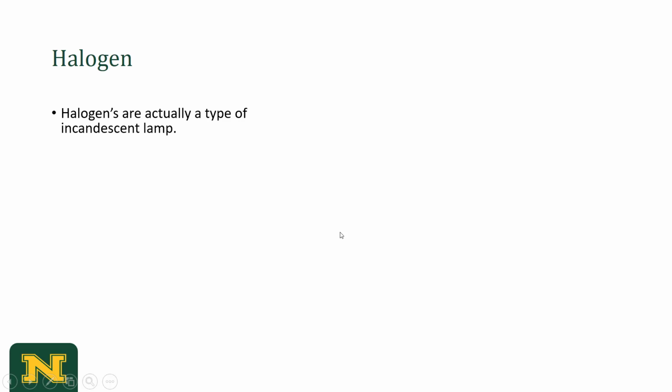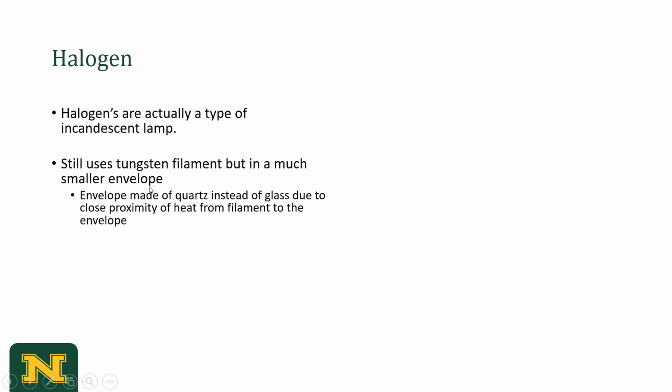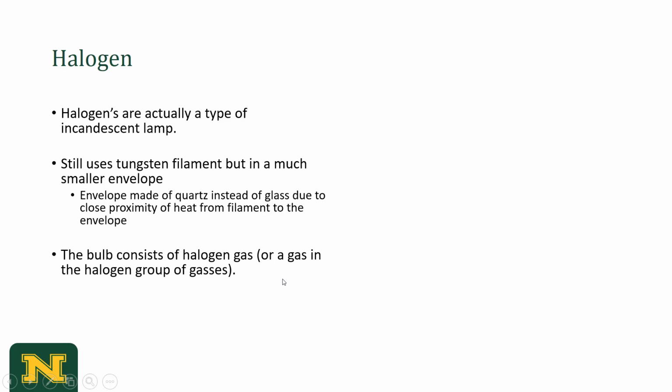Halogen is a form, I'm sure we've heard of them before, but they're a form of incandescent lamps. The big difference is, we're still using the tungsten filament. We're using a much smaller envelope, and that envelope is made of quartz instead of glass due to the close proximity of heat from the filament to the envelope. And that bulb is then consisting of halogen gas, or a gas in the halogen group of gases. You don't need to get into that level of depth though.